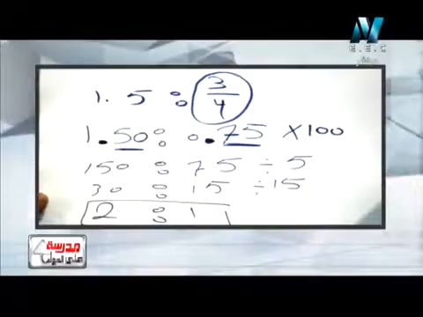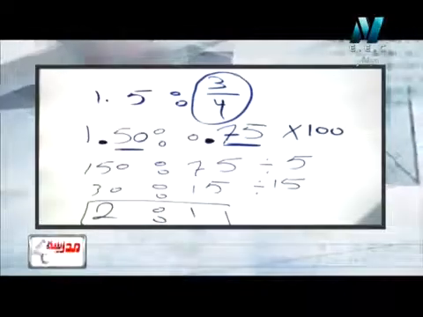Note we have the same result. Whatever the way we use, we have to get the same result. The first way, we get 2 to 1. The second way, we get the same result, 2 to 1.